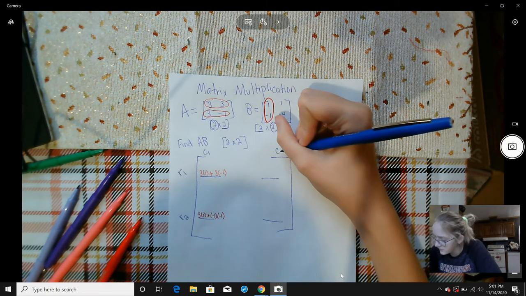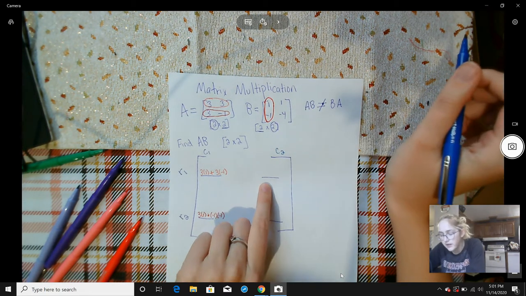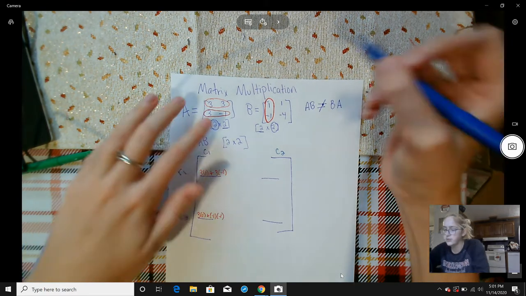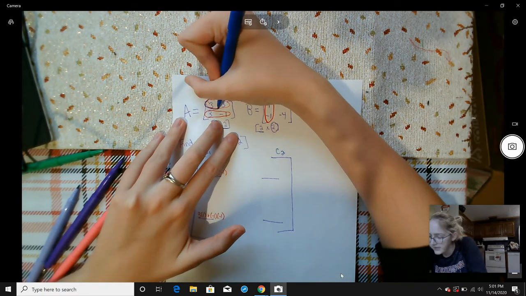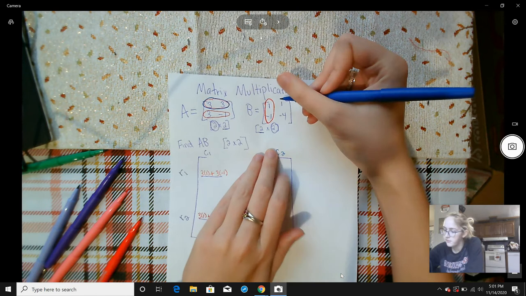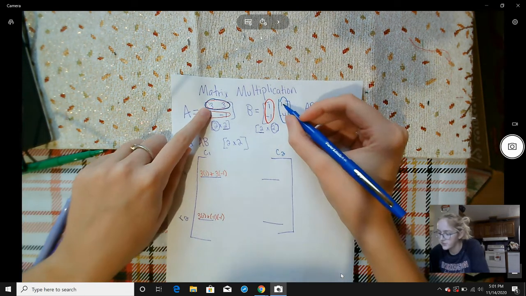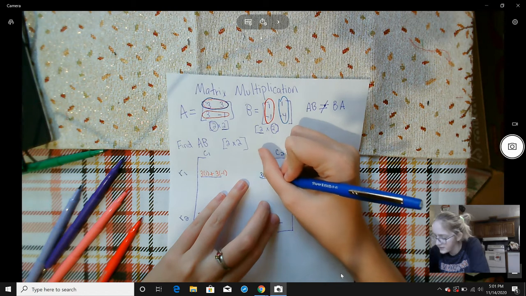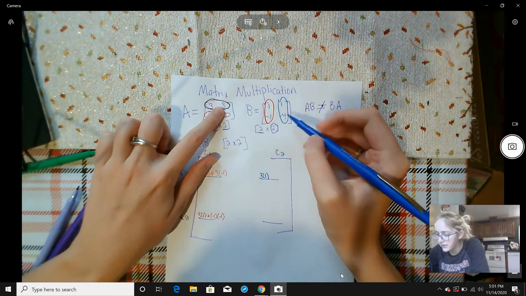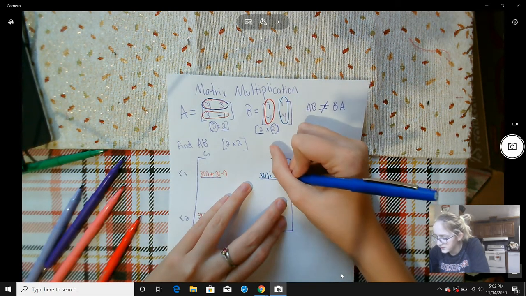This over here is going to be column 2. So this spot is in row 1, column 2. So matrix A, it's going to be row 1, and matrix B, it's going to be column 2. That's going to give us 3 times 1 plus 3 times negative 4.